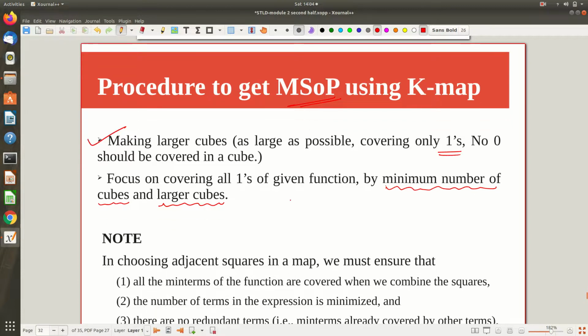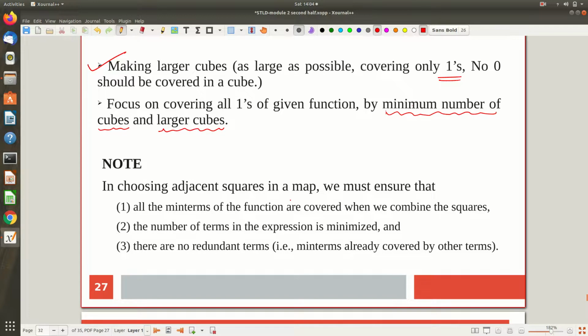By making the group size largest, right. Hope both are clear. Now, also in choosing adjacent squares in a map, we must ensure that all the min terms are covered. That is something you have to keep in mind. You should not leave any one which is not part of any grouping. You have to ensure that all the ones in the K map are covered by the grouping cubes. So, no one should be left out, right.